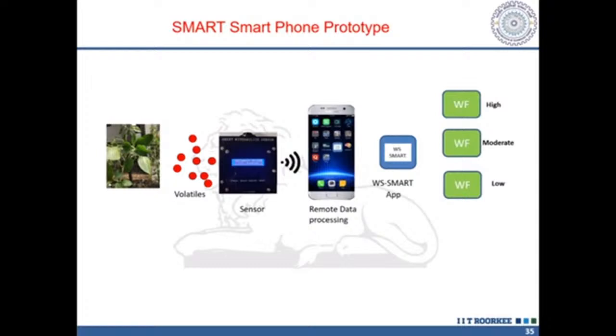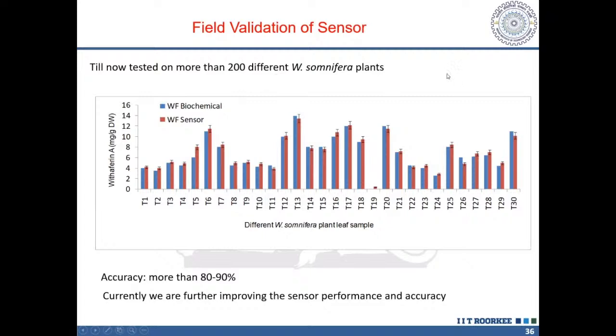On the other hand, this will help in getting the correct revenue for the growers. Now the question is, how accurate is this sensor? So we have tested till now on 200 different Withania somnifera plants under different geographical conditions and different seasons.